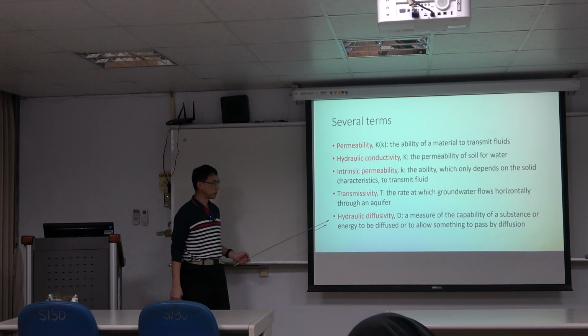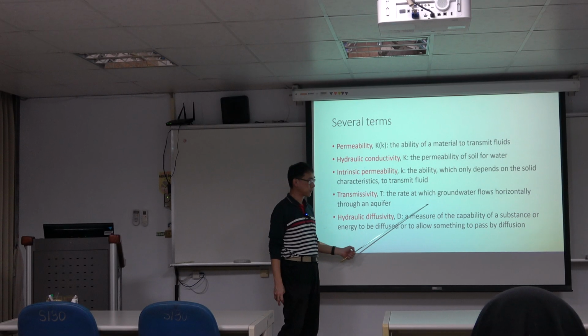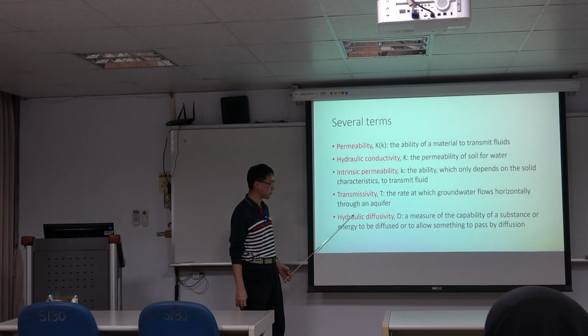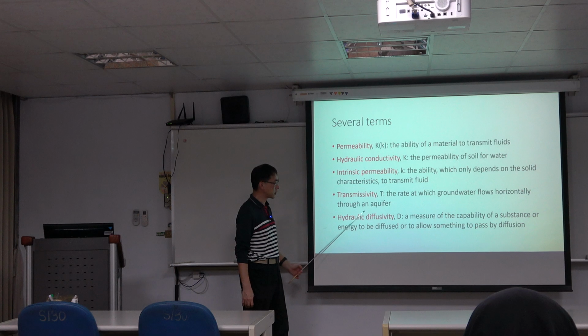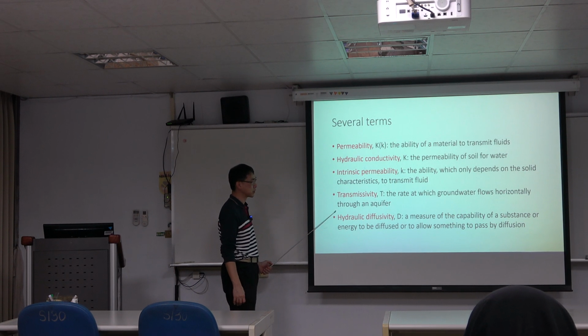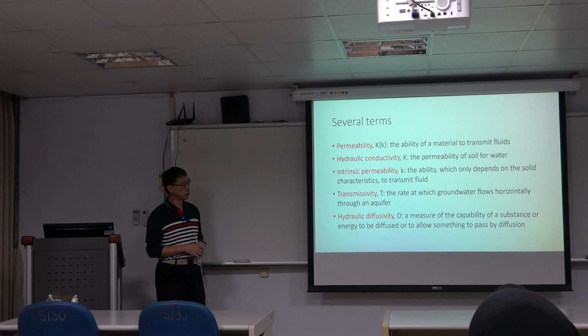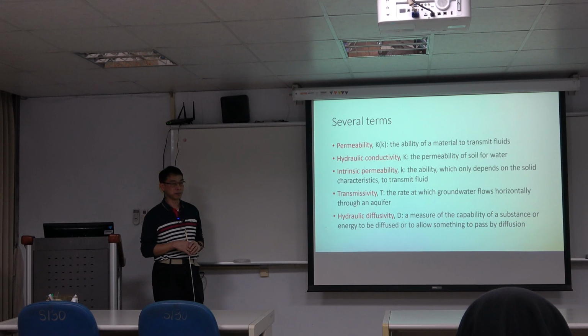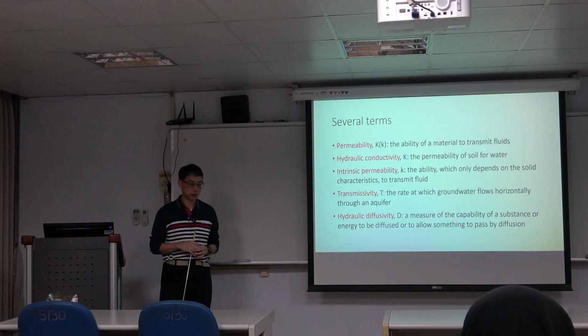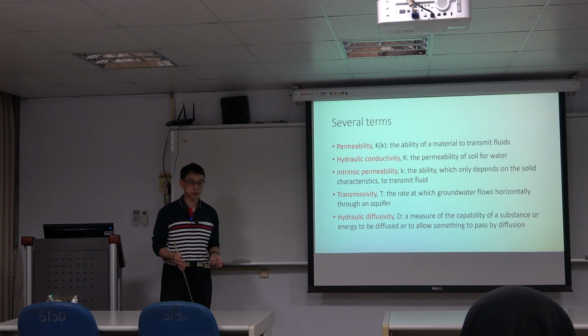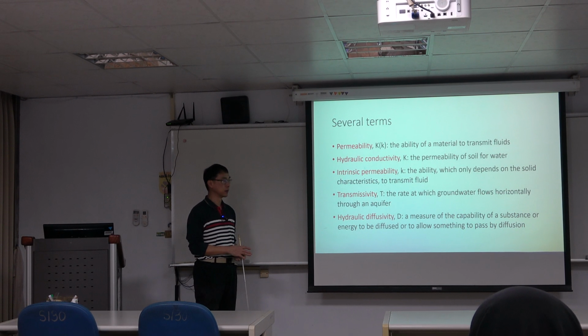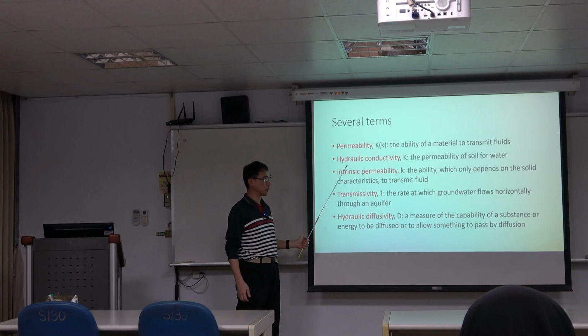Transmissivity is the rate at which groundwater flows horizontally through an aquifer, and transmissivity is the property of the aquifer system. It's not a property of the material. So from the previous part, although we do not emphasize it, or maybe later we can see, hydraulic conductivity or intrinsic permeability is mainly based on the specific material. For example, commonly we use gravels, sand, silt, clay to describe how high the hydraulic conductivity of the material is.